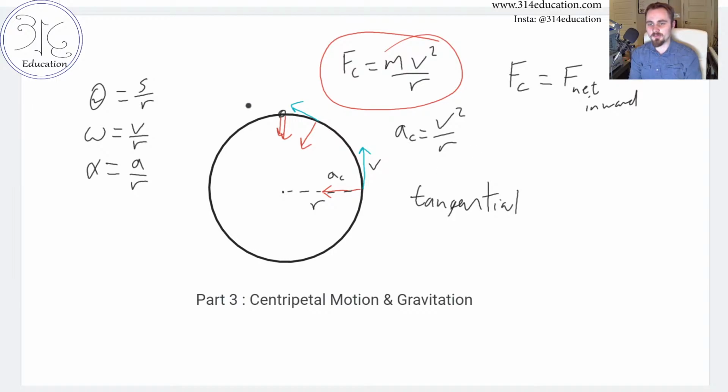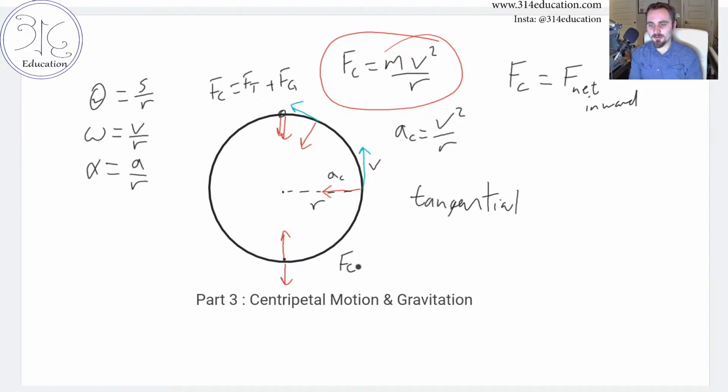So then our Fc would be some tension plus gravity. But at the bottom, our gravity would be pointing in the opposite direction. If we had our tension force pulling radially inwards, but our gravity pulling radially outwards, it's still on the same axis as the radial direction.